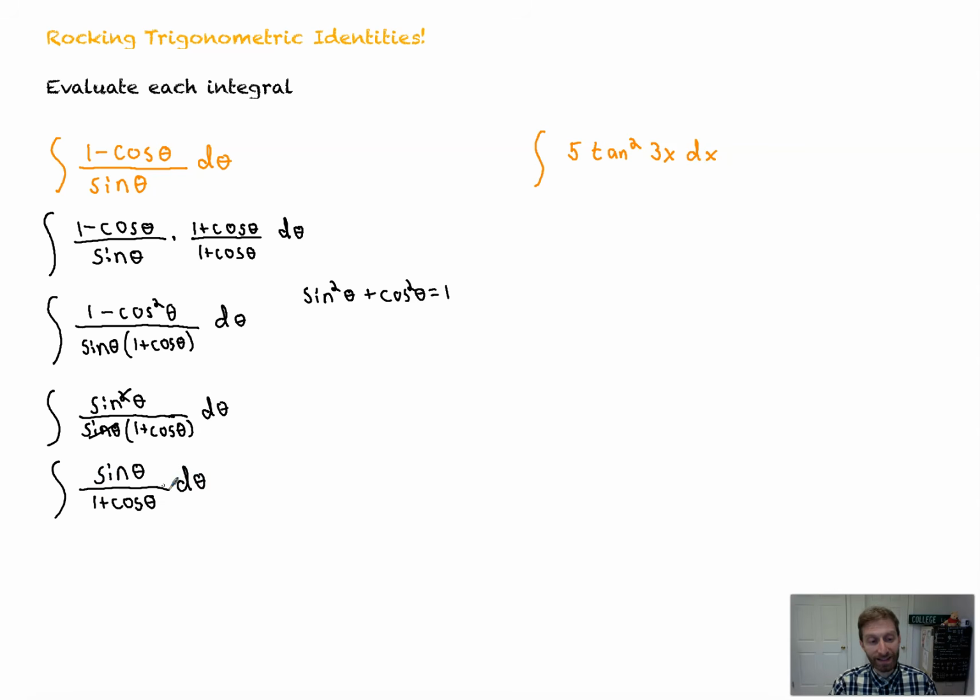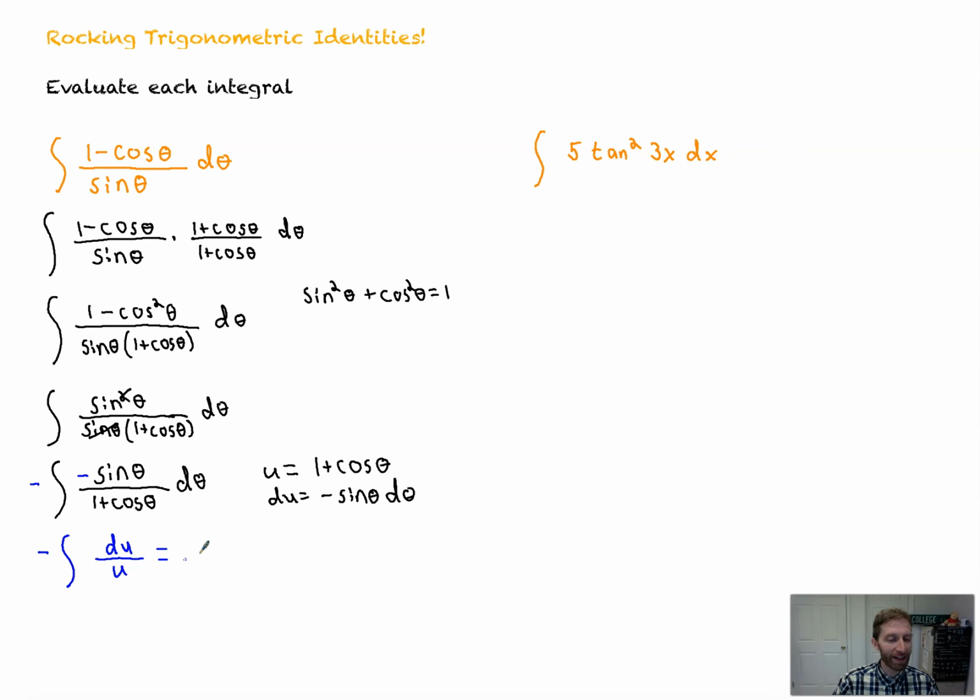Now, the reason why we like this is we now can take the derivative of that will give us some form of sine, whereas the derivative of this would give us some form of cosine, but it wouldn't give us the 1 that we needed. So if I let u equal to 1 plus cosine theta, du is going to be equal to the derivative of that d theta, which is minus sine theta d theta. Oh, there's a sine theta d theta, all right. So we're going to put a minus sign there so it's equal, and of course multiply by a minus 1. And that gives us minus the integral of du over u.